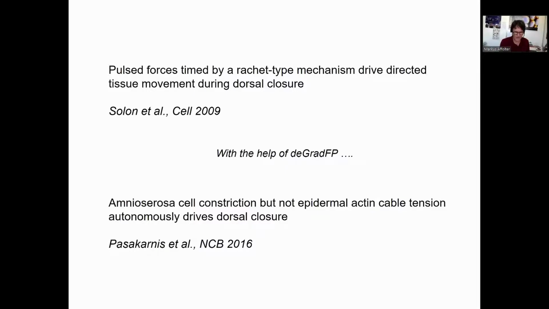Squash is maternally provided. You can remove it by genetics. So we can modify models by using new techniques and really get insight into the biology of a developing Drosophila embryo.